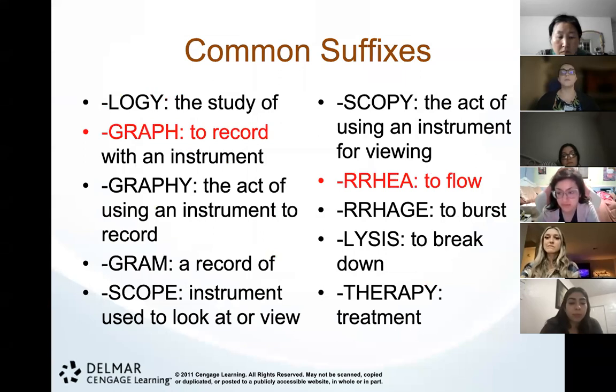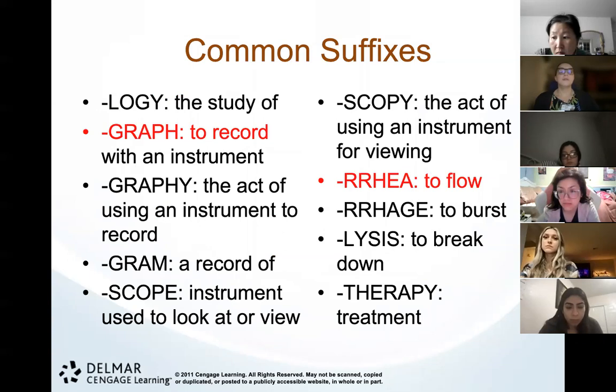Again, endoscope, looking inside with a scope, looking down the esophagus of our patient into their stomach, or we can do it up their rectum. With horses, we can actually scope them through their nasal nares because they're much larger. Scopy, that's the act of using an instrument for viewing. Again, endoscope when we're talking about the instrument, endoscopy when we're actually doing it.